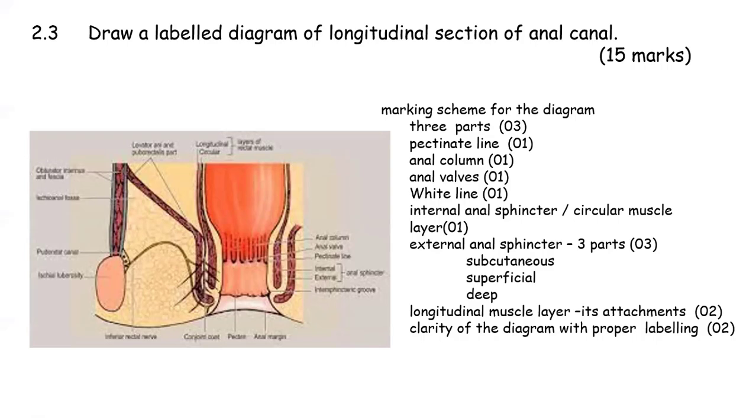Right. 2.3 is: draw a labeled diagram of a longitudinal section of the anal canal. Again, unfortunately, I couldn't find a complete diagram that contains all these things. So I have just found a reasonable one. This one is also missing the three parts of the external anal sphincter, right?